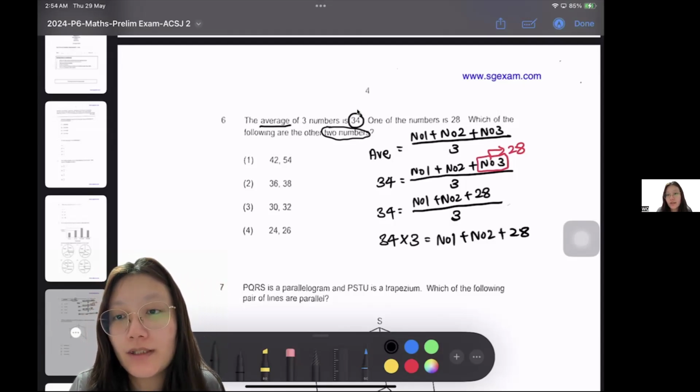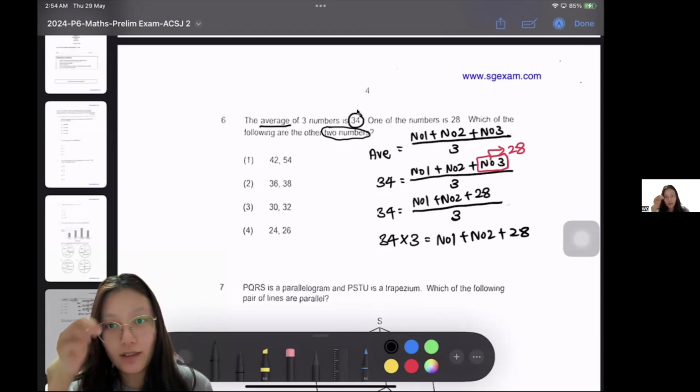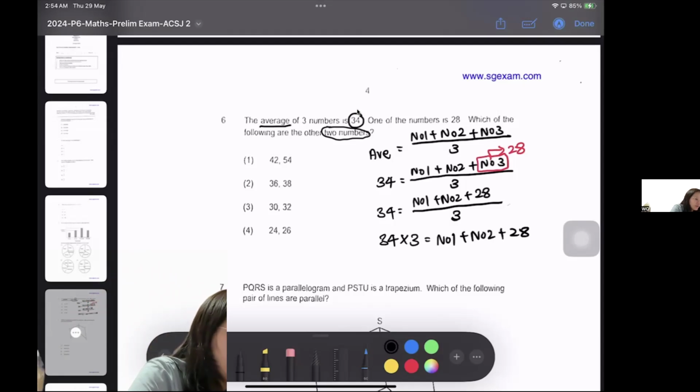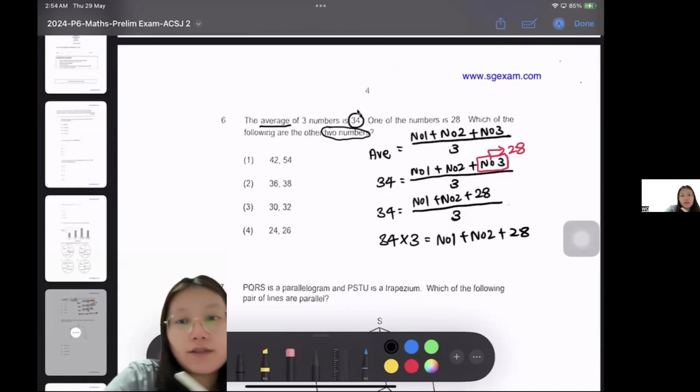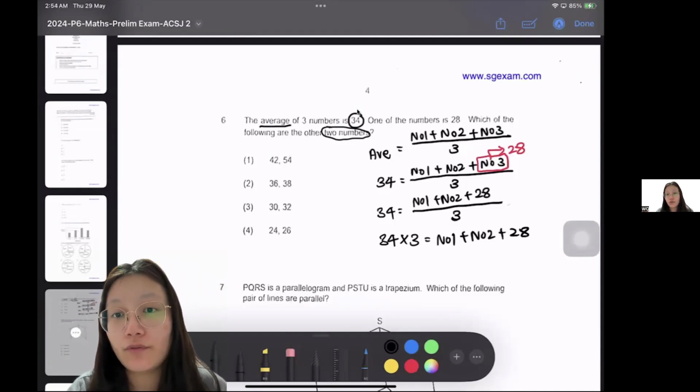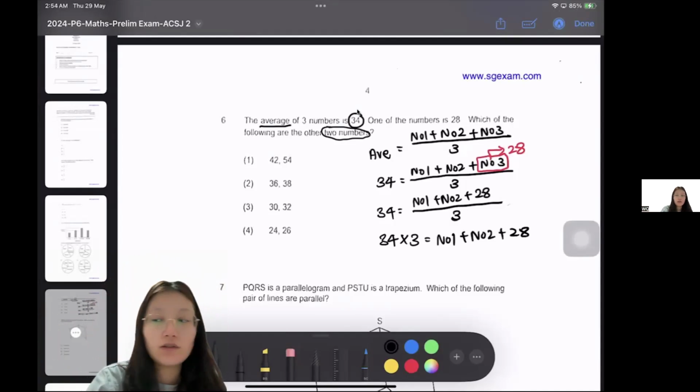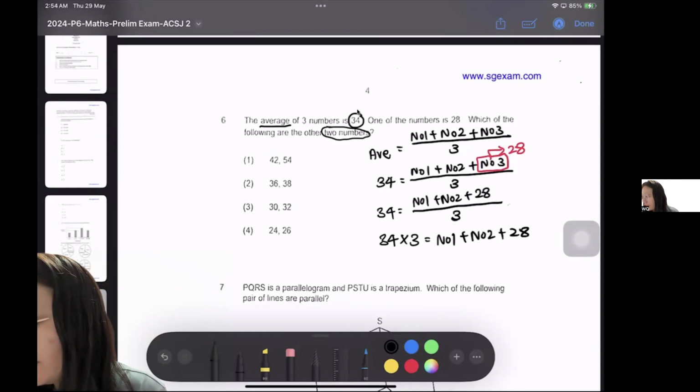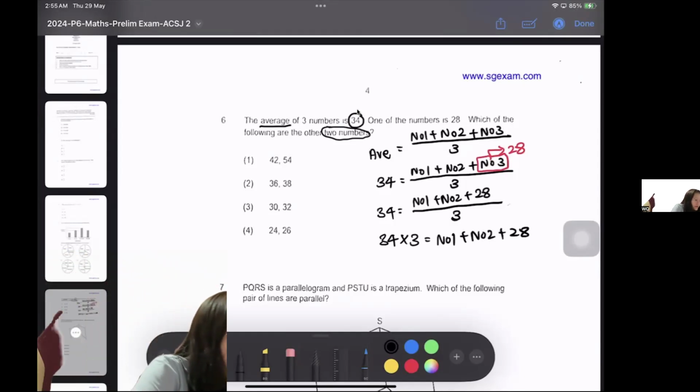Then the next thing you need to do is to bring over the 28. So remember I said opposite sign. If you bring over the 28, it will become a minus sign. So let's bring over the 28. As you move on to the next step, you can already solve the 34 times 3. So let's solve 34 times 3. 34 times 3 equals 102.